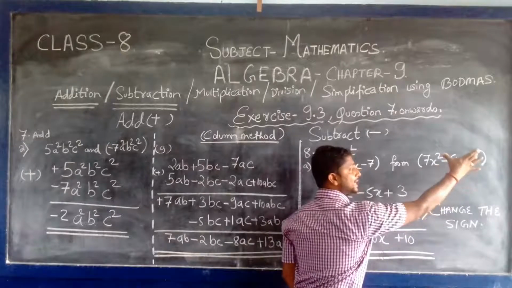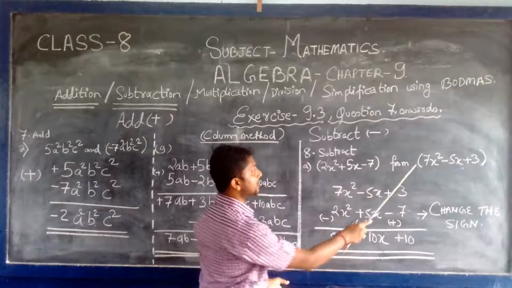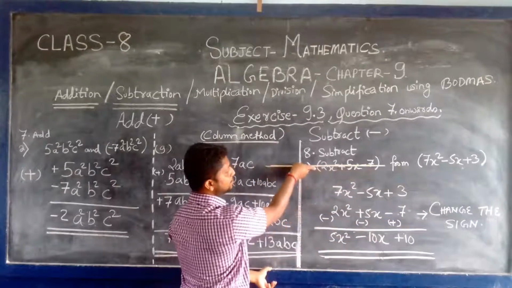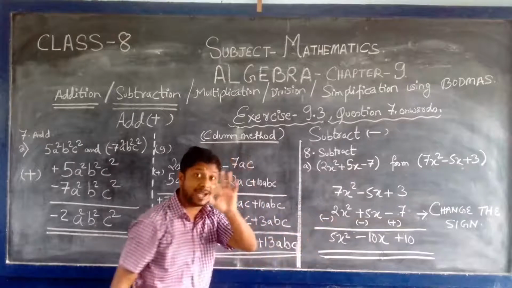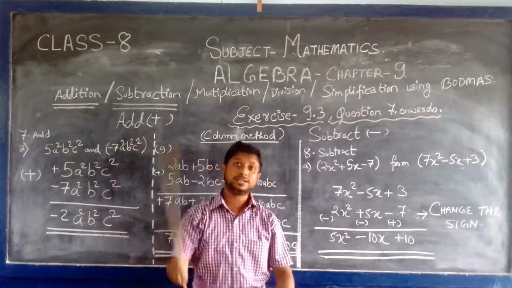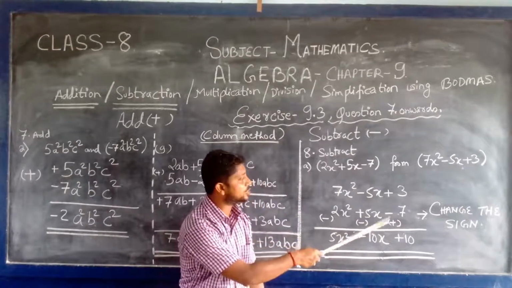So this number is to be written. The second algebraic expression has to be written on the first line, or on the top line. So 7x square minus 5x plus 3, I wrote it on the top line, and the first algebraic expression I wrote on the bottom line. But now, if I simply solve it, it becomes addition. So in subtraction, what is to be done? The bottom line algebraic expression sign has to be changed.